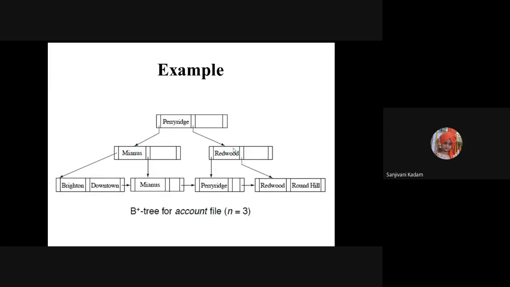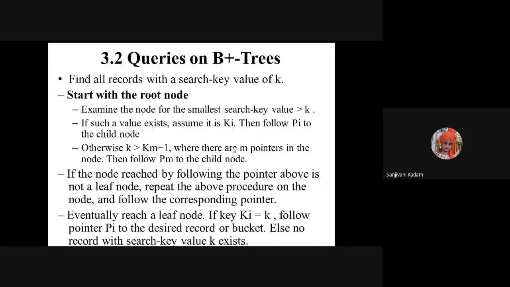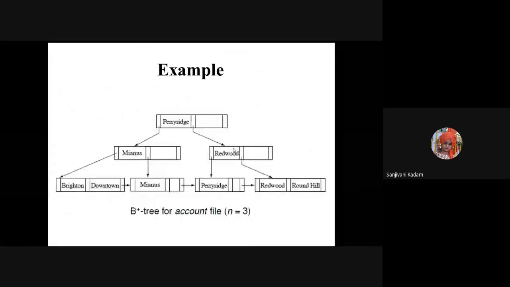So here, examine the node for the smallest search key value greater than k. Now let us take Redwood as the value I want to search, and right now the order of the tree is also 3. If the order is 3, it means that there will be 3 pointers and only 2 key values in each node. Because the search key values are n minus 1, if we have 3 as the order, we will have only 2 key values. So here we can see, this is a pointer part, this is also a pointer part. Order 3 means 3 pointers and 2 values, one here and one here.